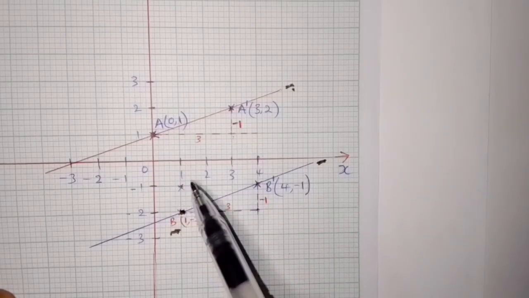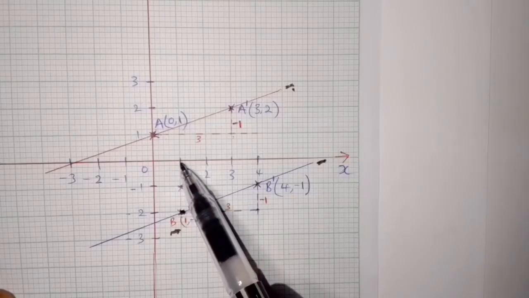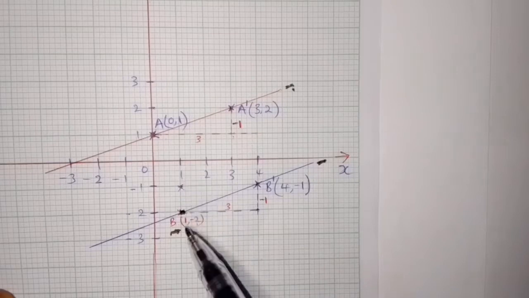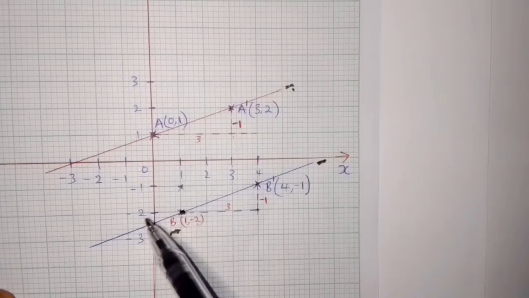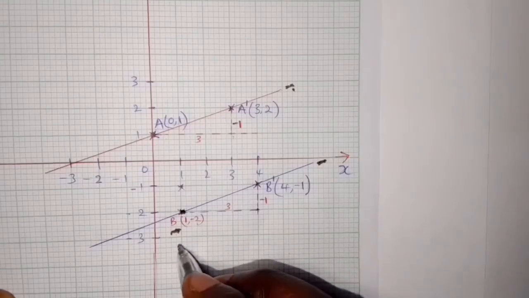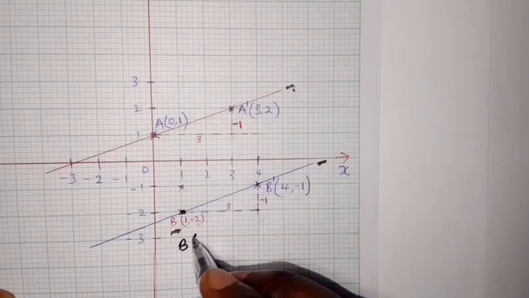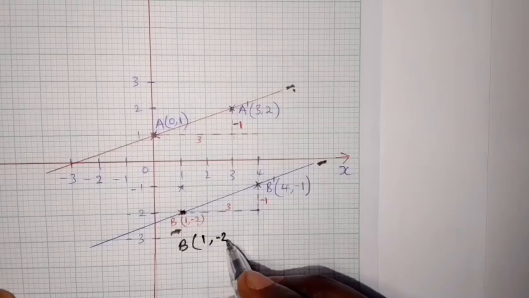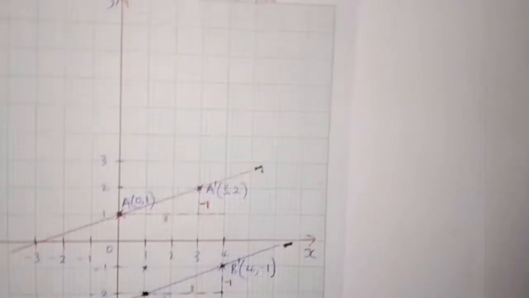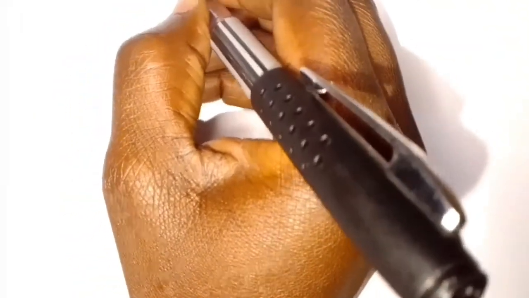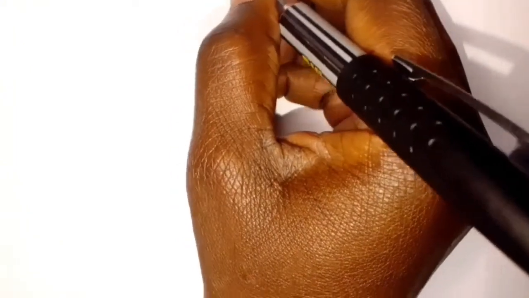And the coordinates of this point here are: x-axis is 1, y-axis is -2. So point B, the required point, is (1, -2). This is the required point. We can use another way. We can also do it in another way because we are dealing with the same translation.